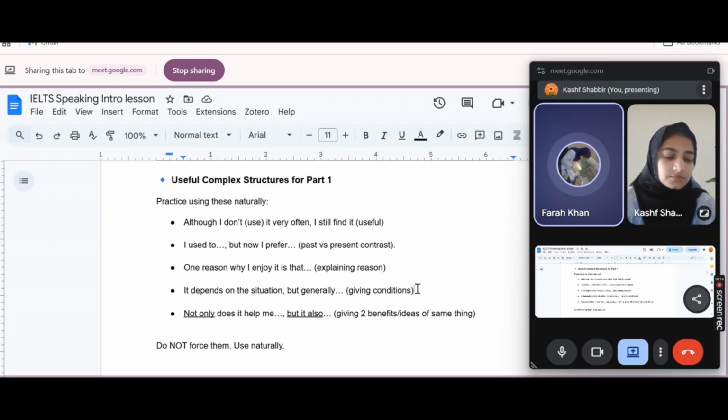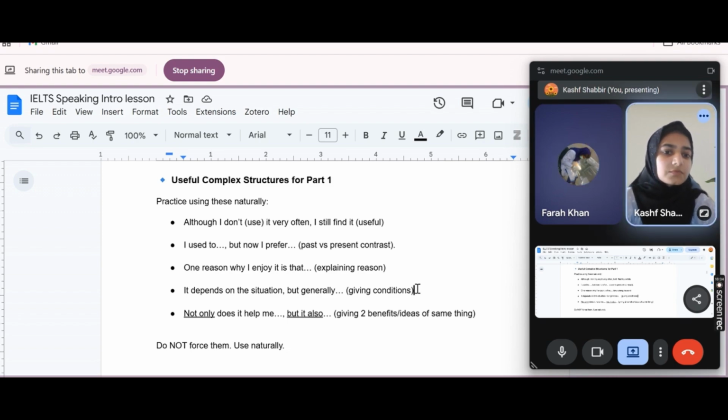When I have time, then I can easily walk to my office. But when I am in a rush, then I prefer to book a cab to reach my office on time. Good. Now let's say that in your answer you want to give two benefits of the same thing.